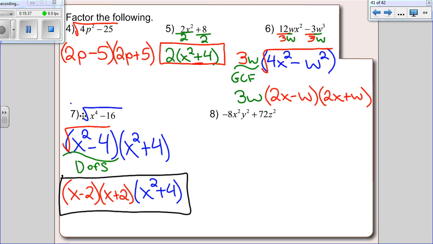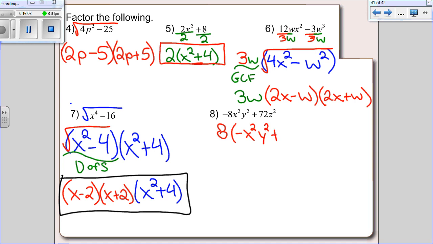Number 8, also a good test question. The very first type of factoring we always want to do is GCF. And we can definitely GCF this thing. So if we look at our numbers, we have 8 and 72. Both of those numbers can be divided by 8. Awesome. That leaves me with negative x squared y squared plus 9z squared.